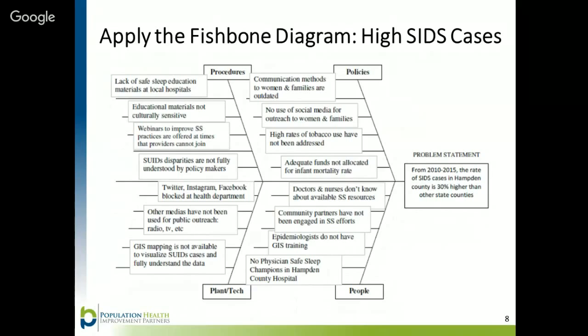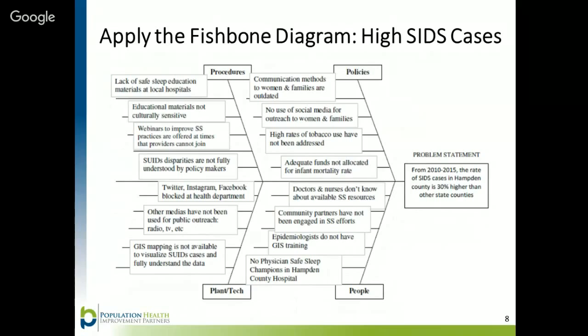Under plant/technology, we have social media sites are blocked by the health department, so they cannot be used for outreach, or GSI mapping isn't available to visualize SIDS cases to aid full understanding of the data. Lastly, in the people category, community partners have not been engaged in safe sleep efforts, or there are no physicians' safe sleep champions at the county hospital. Now that the diagram is filled out, this health department can take a look at the diagram and decide which factors to prioritize and start brainstorming solutions.